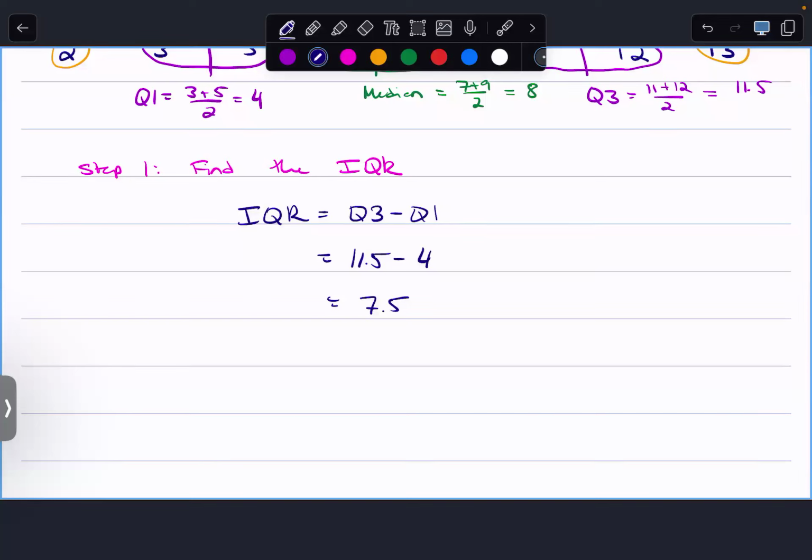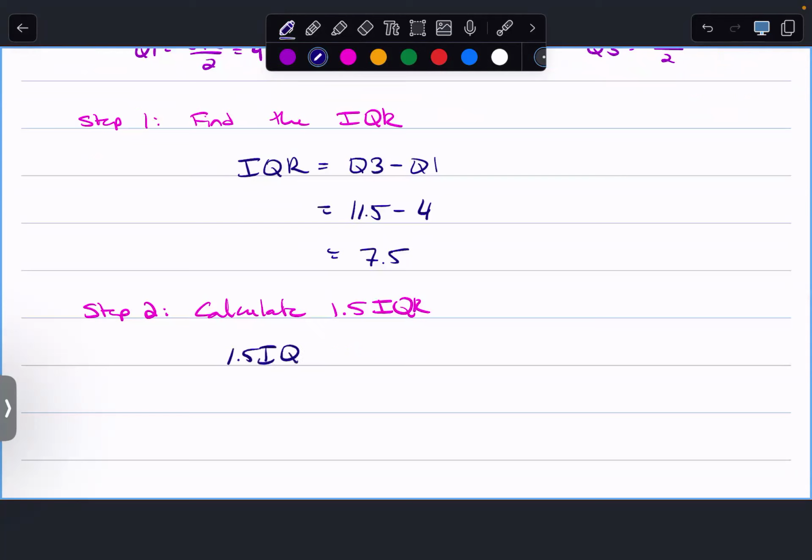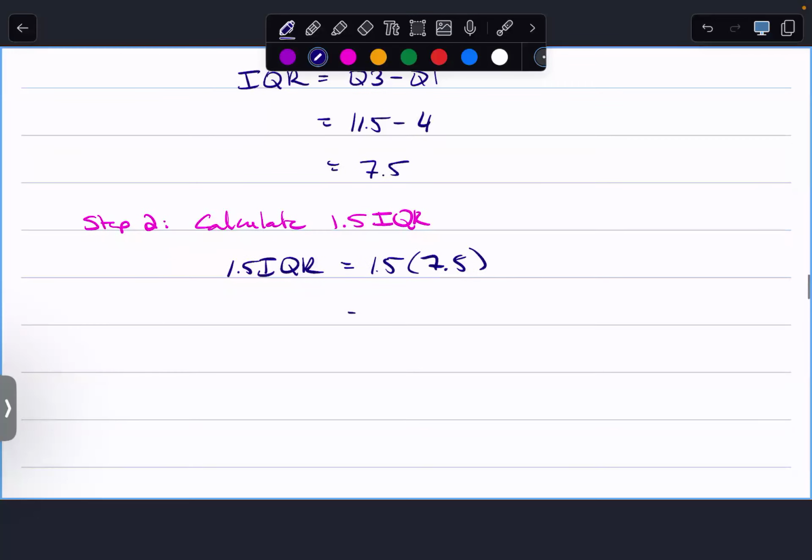We don't just need the interquartile range, we need 1.5 times the interquartile range. So make that your step 2 maybe. Calculate 1.5 times the interquartile range. 1.5 IQR is 1.5 times 7.5, putting me at 11.25. Which means I'm allowed to move 11.25 down from Q1 and up from Q3 and not be considered an outlier.